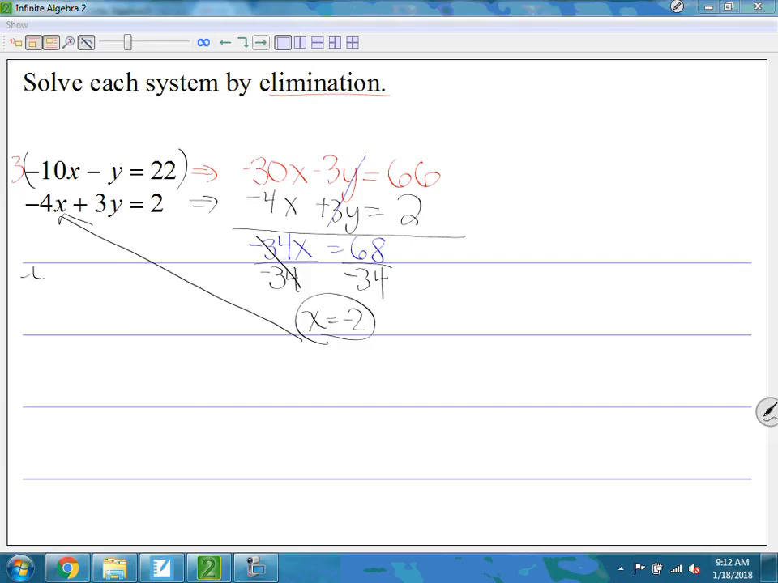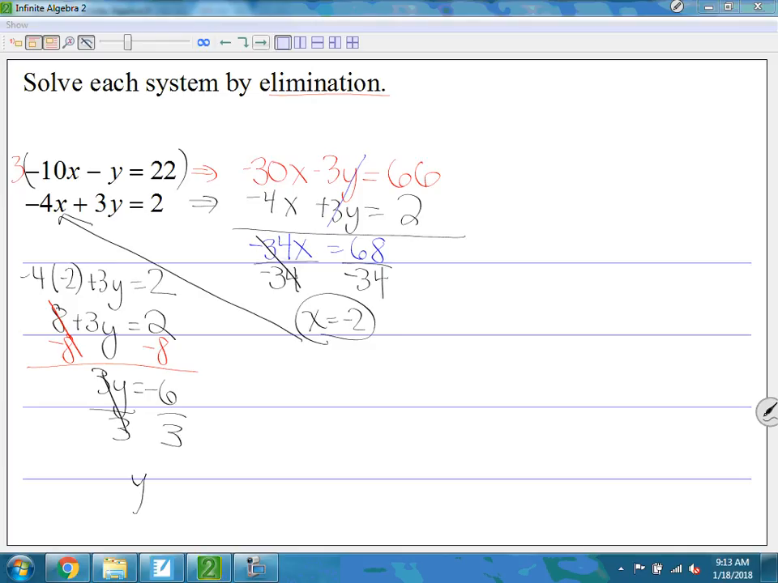So I'd have negative 4 times negative 2 plus 3y equals 2. And then what would it become, Denise? Yep. Plus 3y is equal to 2. Okay, 3y is equal to 7 divided by 3. And then y is equal to negative 2. All right, questions on that?